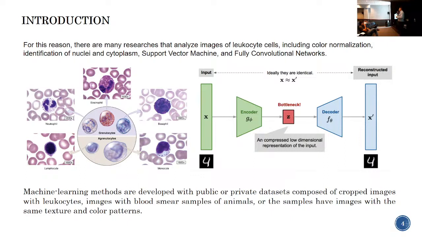For machine learning networks, different types of datasets have been developed, public or private, with cropped images of leukocytes, and with different types of textures and color patterns. Here are some examples of the images shown in some databases that are leukocytes segmented manually.